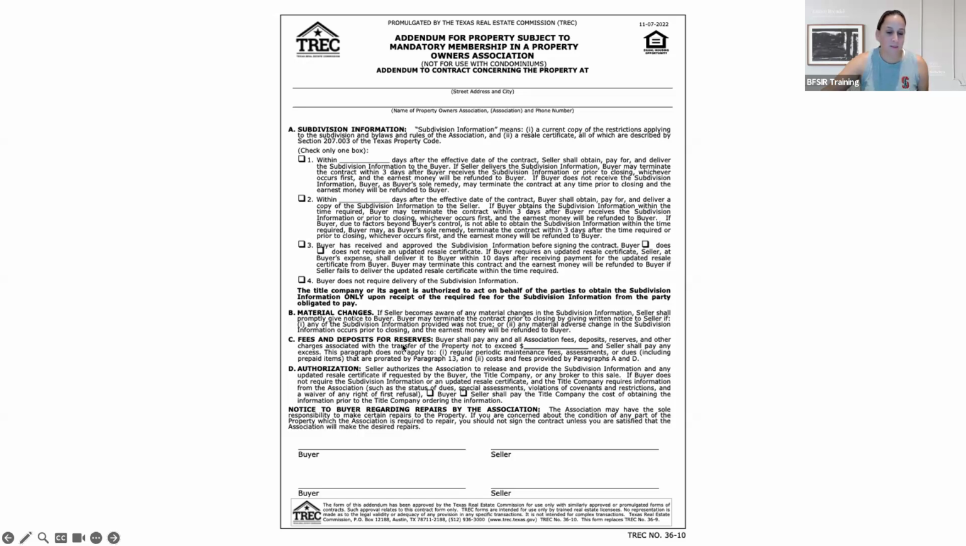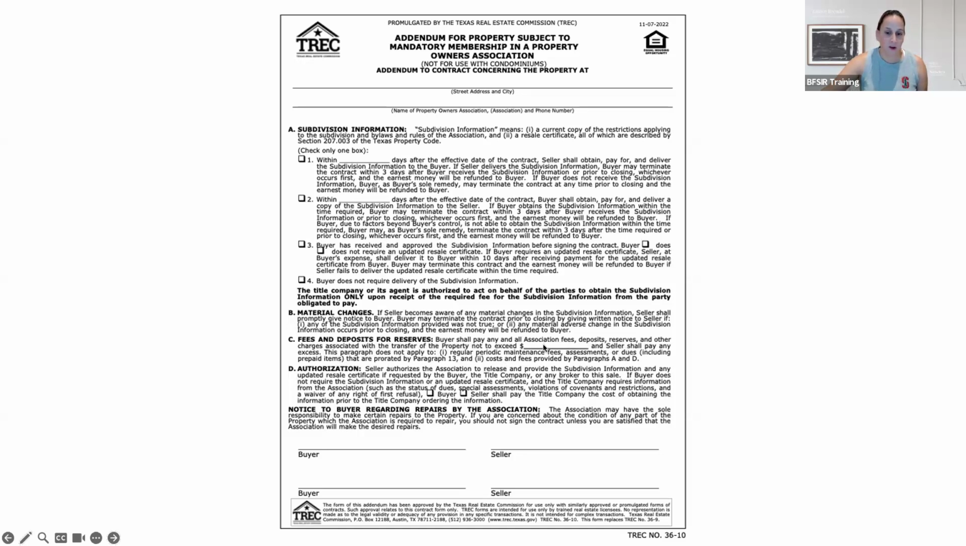So this is an important part too: fees and deposits for reserve. A lot of HOAs charge a transfer fee, right? Because they have to update who the owner is and update contacts, and so on. This says buyer shall pay any and all association fees, deposits, reserves, and other charges associated with the transfer not to exceed blank, and seller shall pay any excess.